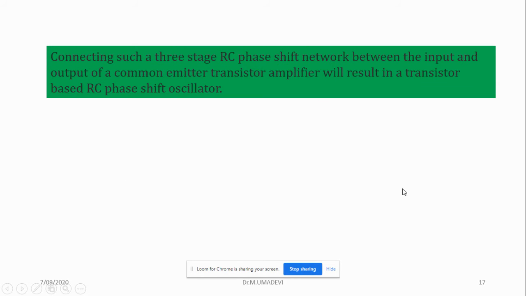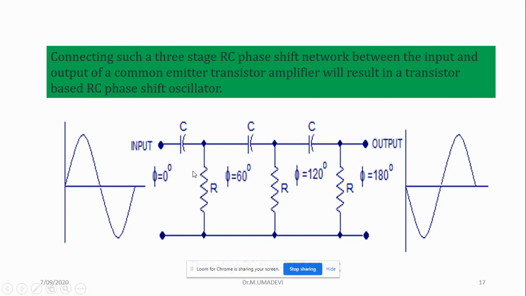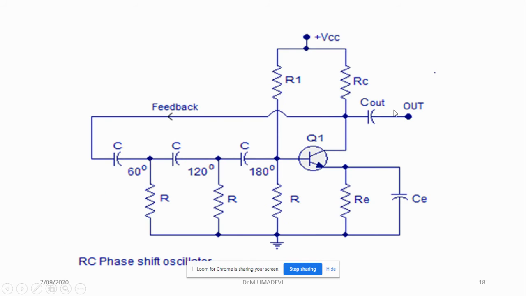Then we'll see the three-stage RC coupled phase shift oscillator. So here RC, RC, RC, this is a three-stage RC phase shift oscillator. See here, the phase angle is theta degree. After the first stage, the phase angle is 60 degree. Then the second stage is 120 degree. And finally 180 degree. See here, this is the input wave and this is the output wave. Here the phase is getting shifted.